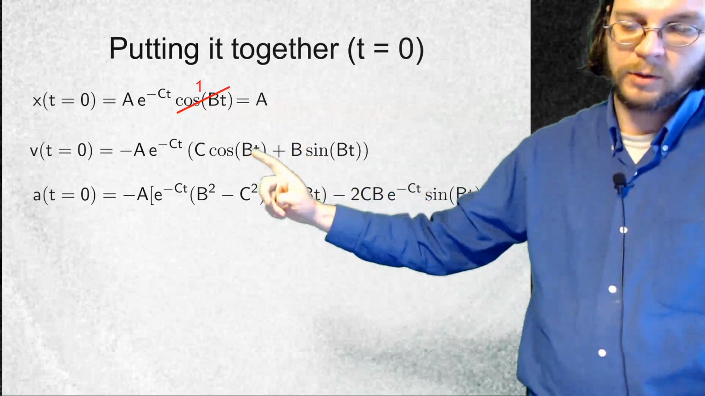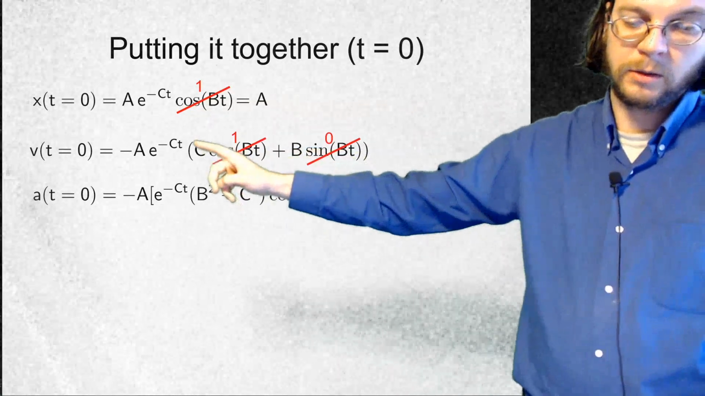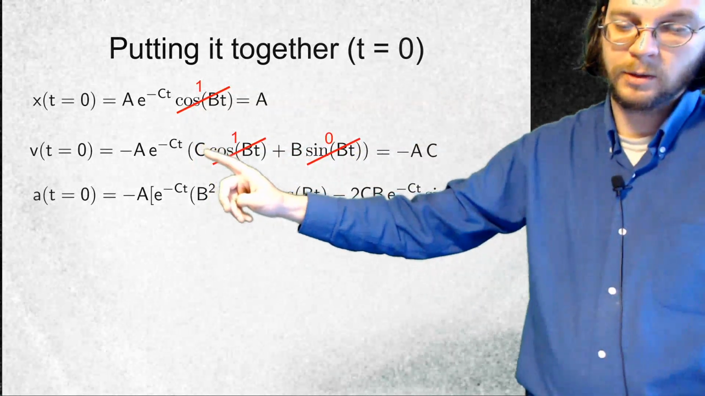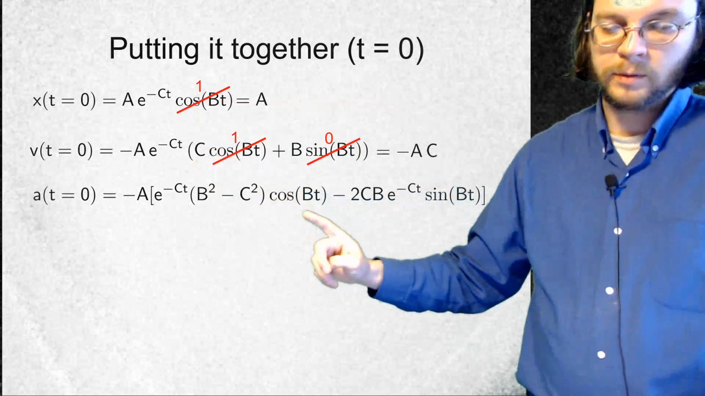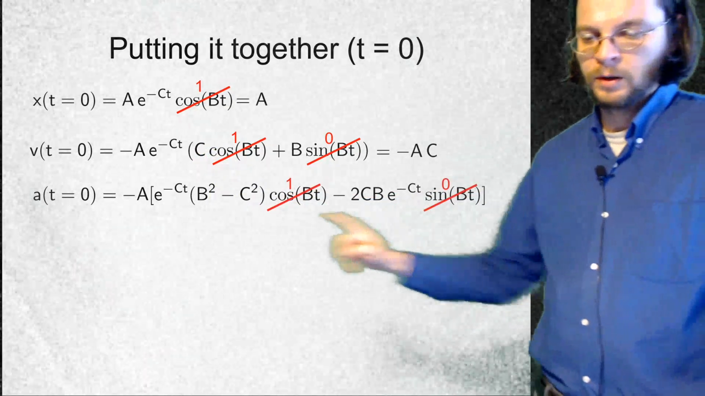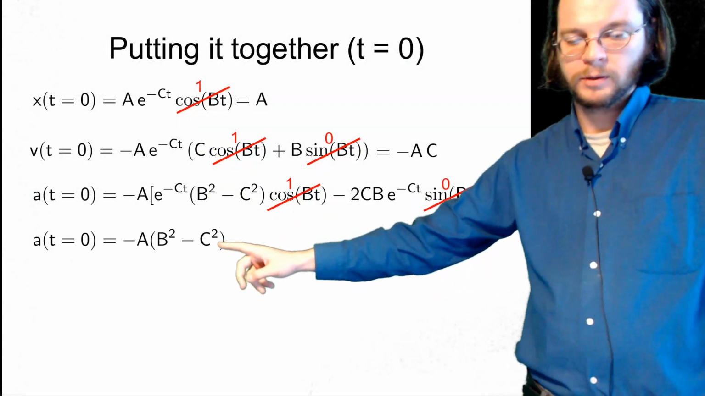Same thing here. Cosine of 0 is 1. Sine of 0 is 0. E to the 0 is 1, so this becomes minus ac, because there's a c constant here. And then the same kind of song and dance here. So this sine term is going to be 0, but the cosine term is going to be 1, and so this acceleration simplifies to that.